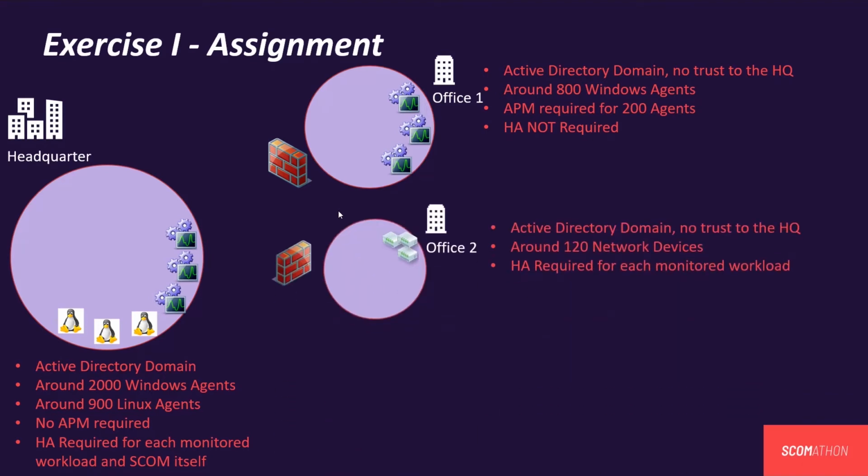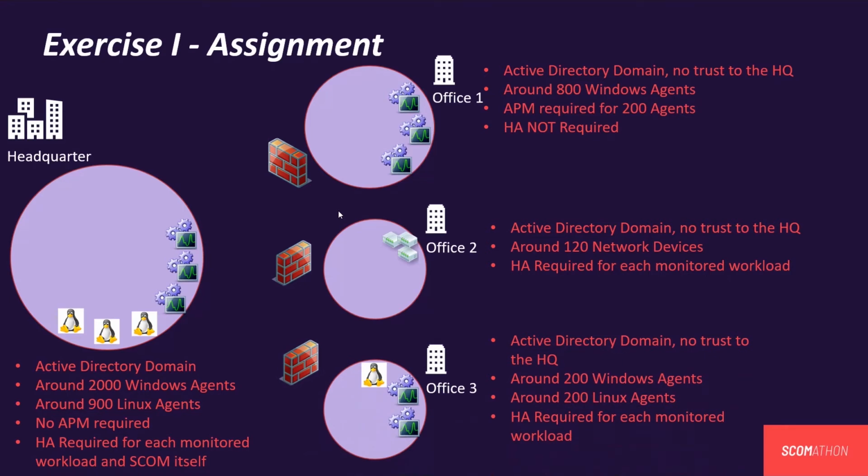We have another office, which again has no trust to the headquarters, and we have around 120 network devices here with the requirement of highly available monitoring. And this is your Office 3, its own Active Directory domain, again no trust to the headquarters, around 200 Windows agents as well as 200 Linux agents, and a requirement for high availability.